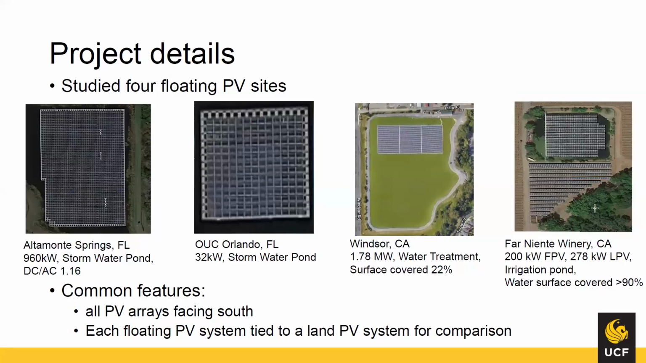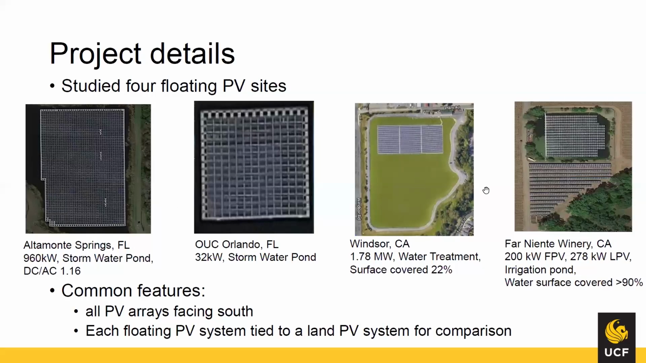As I said, one of the goals of this project is comparing the floating PV performance and its benefit compared with the land PV. As you can see in the picture on the right side, the Farniente is the only site which has the floating PV and the land PV sitting next to each other. Of course, they differ in terms of PV capacity. And it's an irrigation pond, and the floating PV panels cover pretty much all of it, more than 90%.